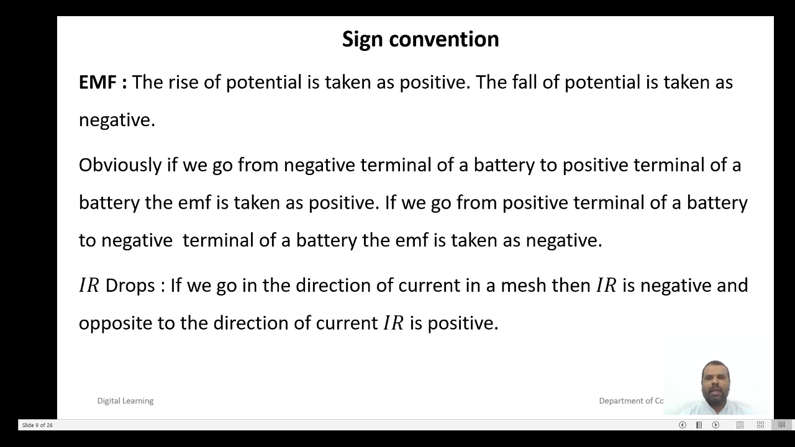IR drops. If we go in the direction of current in a mesh, then IR is taken as negative. And opposite to the direction of current, IR is taken as positive. It means that if we are moving in the direction of the current, the IR should be taken as negative. If we are moving opposite to the direction of the flow of current, the IR product is taken as positive.